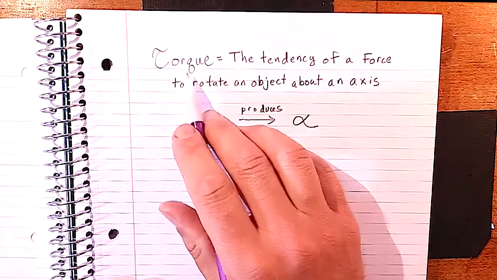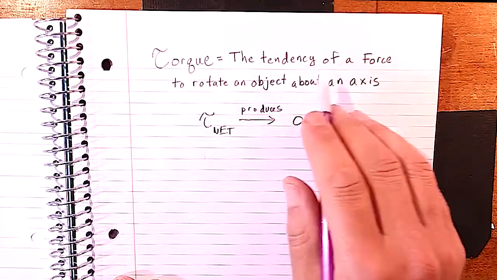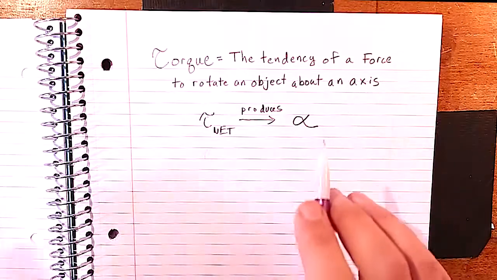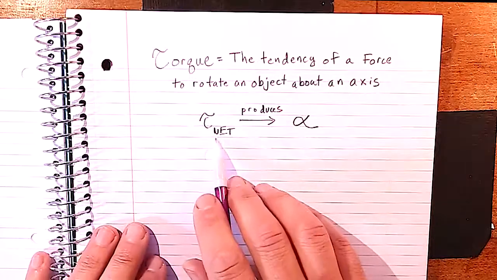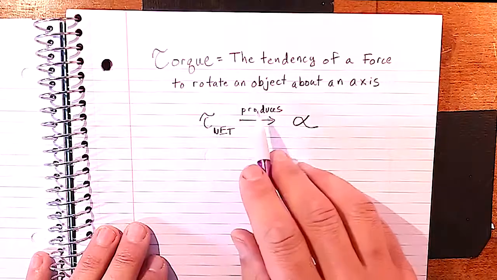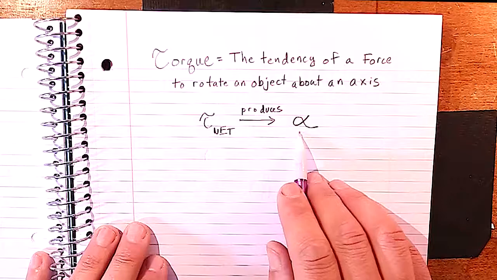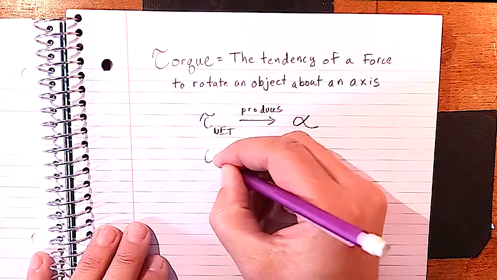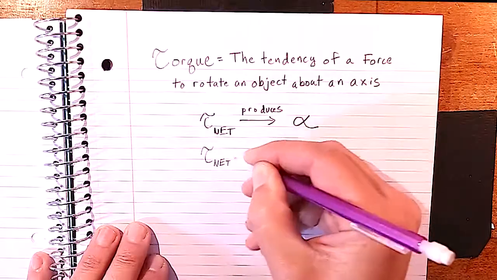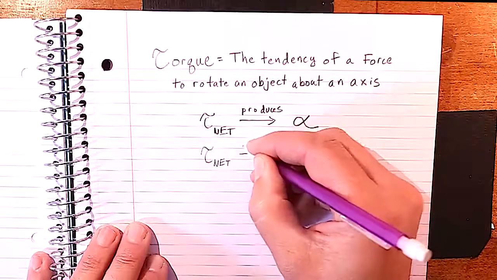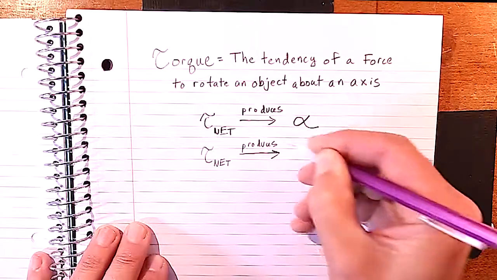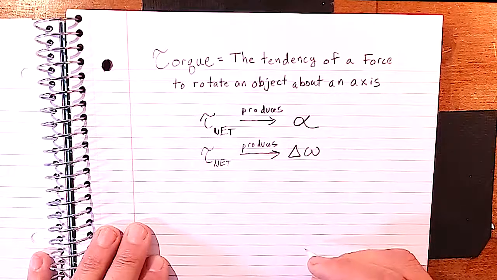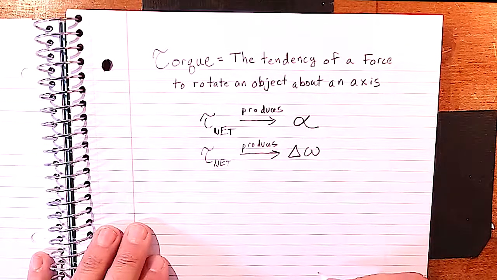So, a definition in words of torque is the tendency of a force to rotate an object about an axis. But I think it's very important to think about torque when we have a net torque, that's going to produce angular acceleration. So that means the object is going to do what? Well, it means that this net torque that's producing an angular acceleration, we can also think of that as changing angular velocity. So it's going to spin faster or it's going to spin slower.